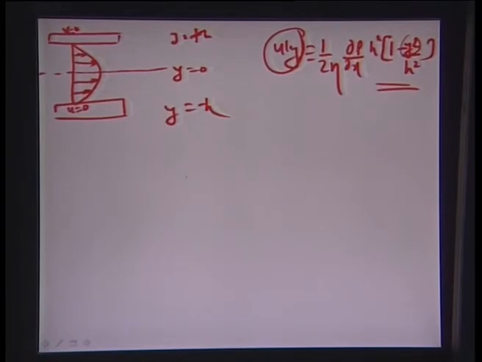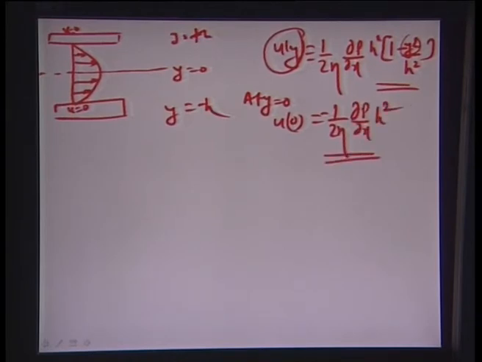Okay. And u0 at y equals 0 would really be equal to minus 1 by 2 eta del p by del x h square, which is also the maximum velocity in this particular case. You can see the parabola has a point of inflection here where the slope changes, and so the maximum here corresponds to y equal to 0, and the u maximum comes out to be minus 1 by 2 eta dp by dx h square.